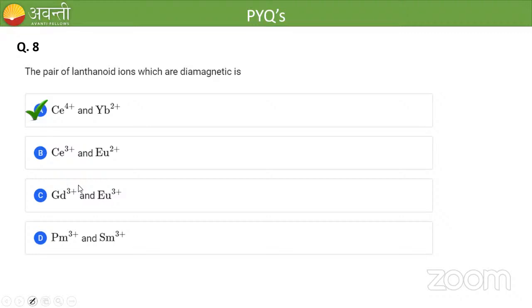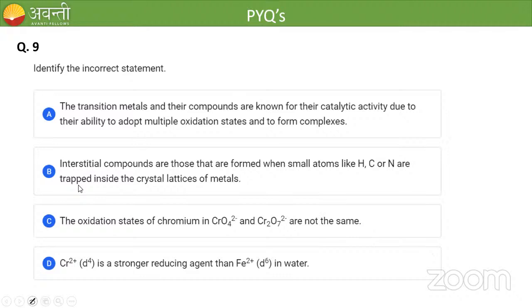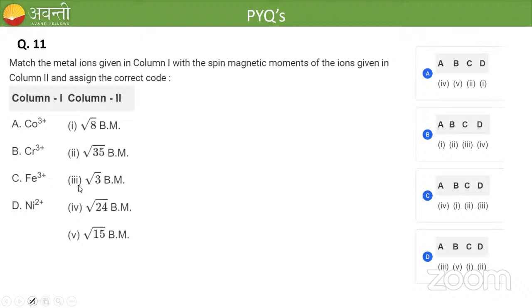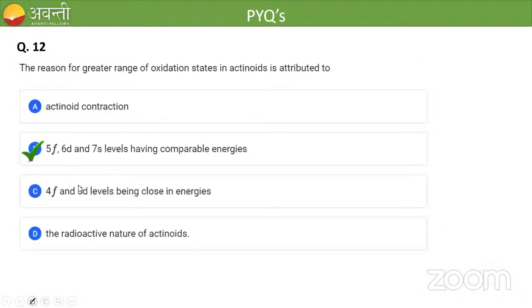Okay. This question is repeated. Take this question, students. The reason for the greater range of oxidation states in actinoids is attributed to. Which is the correct answer?